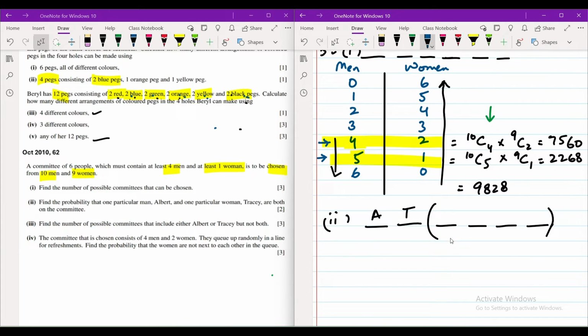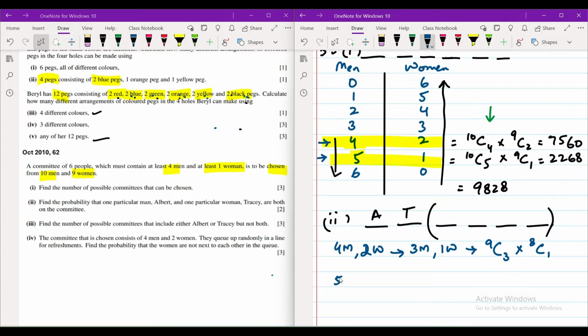Now, for the 4 cases over here, when we need 4 men and 2 women, right? One out, so one Albert, so one of them is already gone. So that means we need to choose 3 men and 1 more woman. So this means that out of 9 men, we need to select 3 more men, and out of 8 women, we need to select 1 more woman.